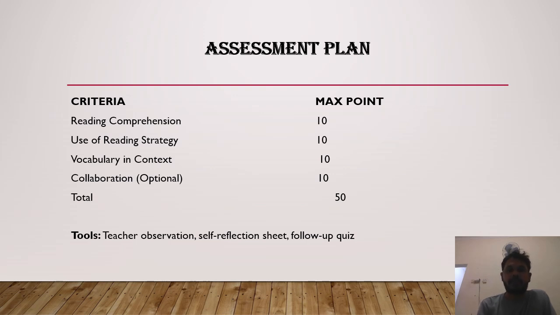This is the assessment plan. Criteria and maximum points: reading comprehension, we give the maximum of 10 points. Use of reading strategy is 10. For example, for reading comprehension, we can check for correct answers to reading questions and puzzles. And then use of reading strategy: the indicator of success is evidence of skimming, scanning, or inferring during task solving. The scoring method is a teacher observation checklist.